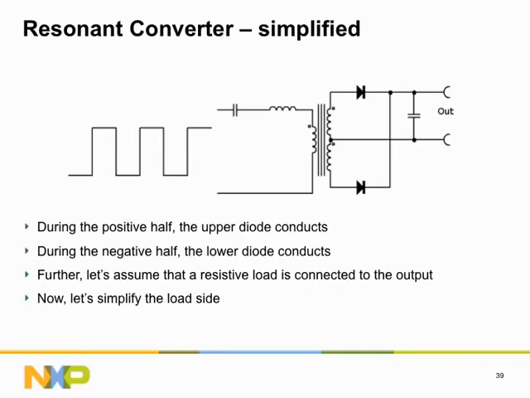When a resistive load is connected to the output, the secondary windings, in combination with the secondary switches, diodes in this case, form approximately a resistive load on the secondary side. If, therefore, we assume that the transformer is ideal and no magnetic energy is stored inside the transformer, we can make a significant simplification of the load side of the circuit.